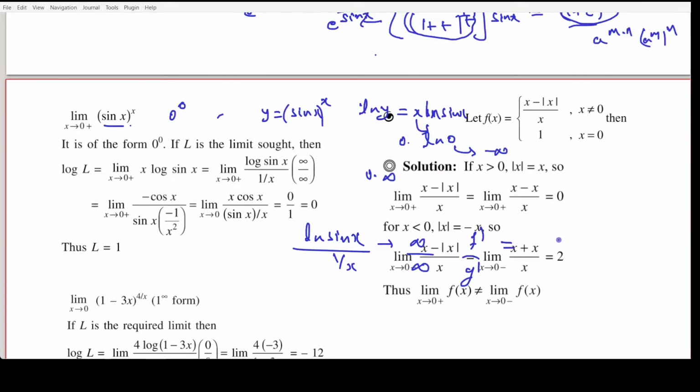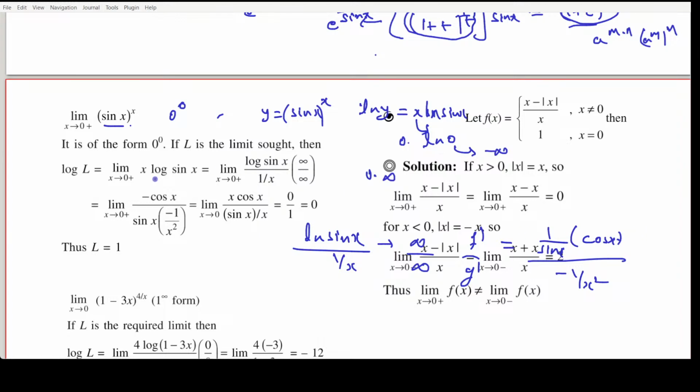If you differentiate ln sin x, what will happen? 1 by sin x, and you still have to differentiate sin x, into cos x. Sin x, if you differentiate, you will get cos x. And 1 by x, if you differentiate, you will get minus 1 by x square.